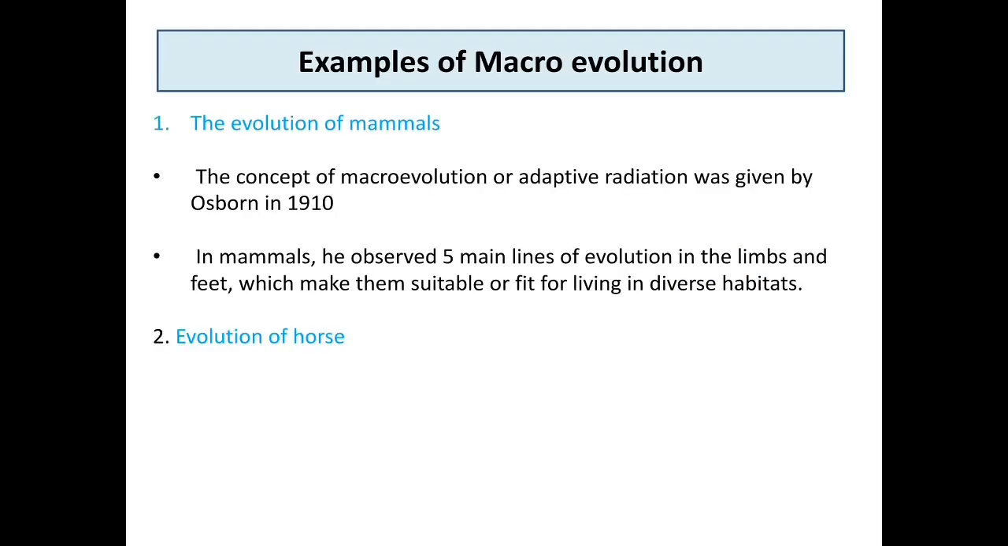So see here different examples of macroevolution. First, evolution of mammals, and second, evolution of the horse. The concept of macroevolution or adaptive radiation was given by Osborn, and he observed in mammals 5 main lines of evolution in the limbs and feet, which make them suitable or fit for living in diverse habitats. In the next slide we will study megaevolution.